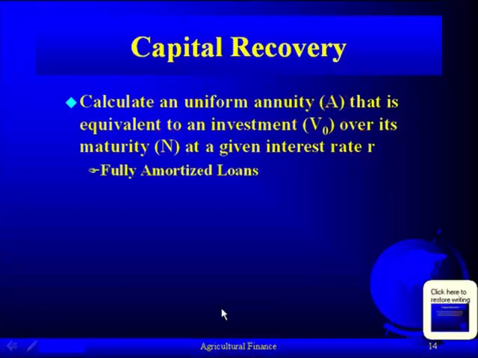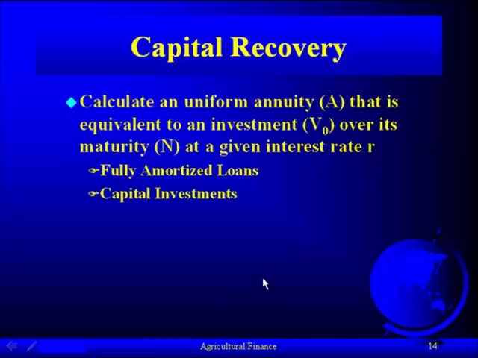And we can use this concept for fully amortized loans. Fully amortized loans are what's typically used if you're borrowing money to buy a house or to purchase a car. We're going to call it a fully amortized loan. We refer to it as capital recovery because if somebody is lending you money, they have to recover that. They need to get the principal back, plus be compensated for it. We're also going to talk about it in terms of capital investments.